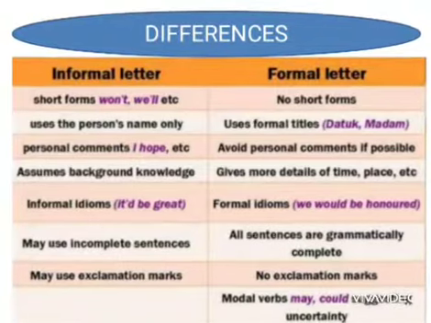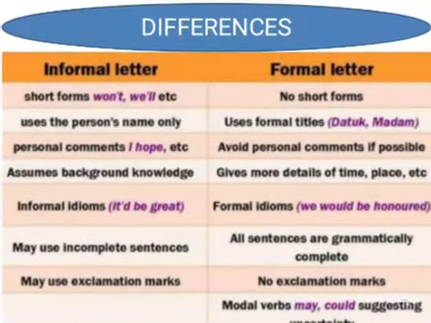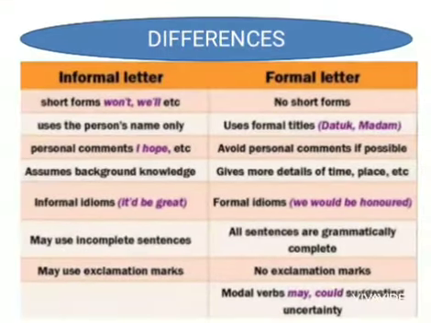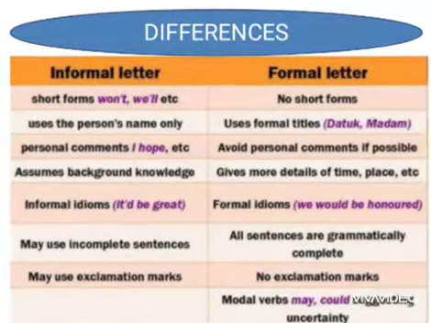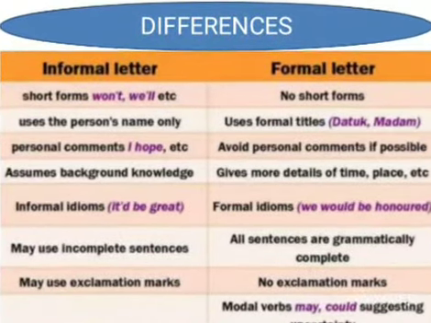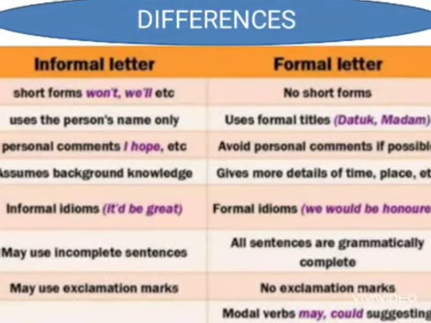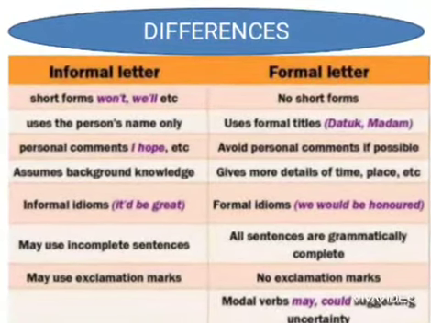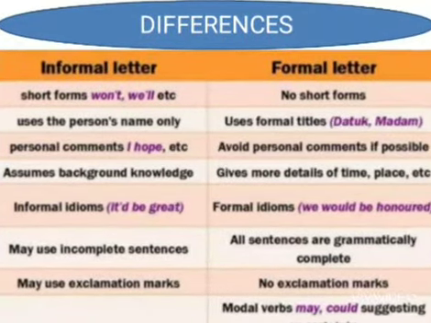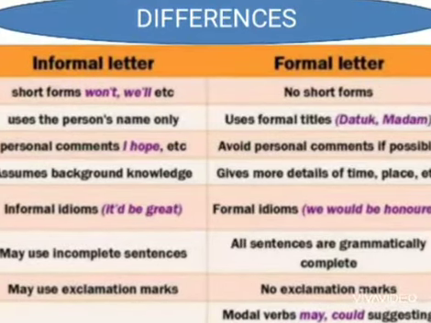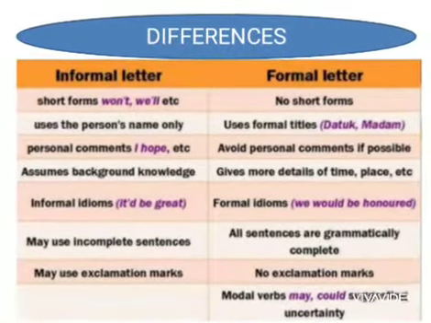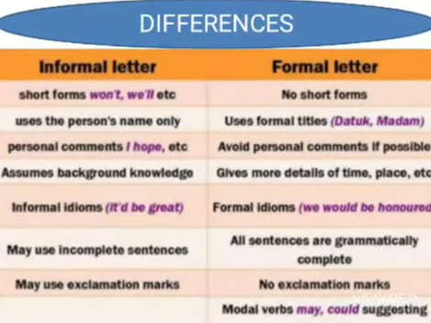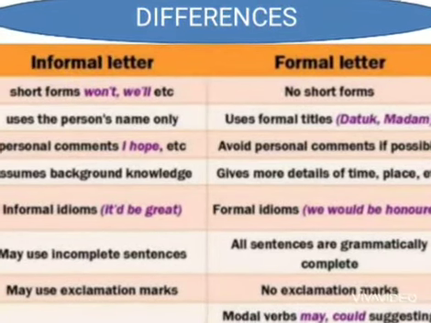Here are the differences for writing informal and formal letters. You can see in both the tables I have mentioned very clearly what we use and what we don't use. Like in an informal letter we use short forms, but in a formal letter no short forms. In an informal letter we use a personal name, a person's name, and lines of hope. We use some incomplete sentences, but in a formal letter we are supposed to be very particular and formal. We avoid all the short forms and all that.